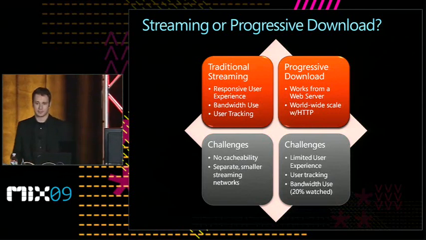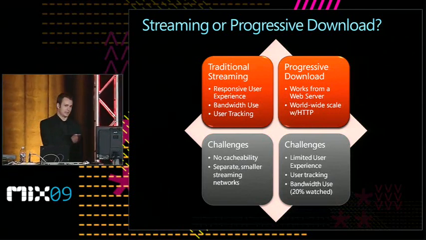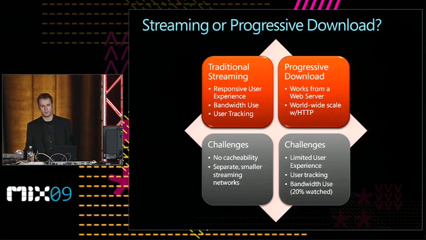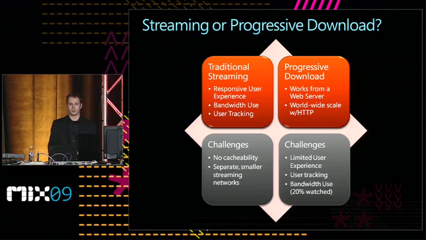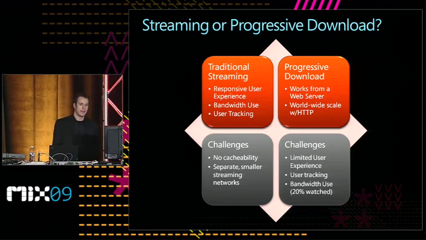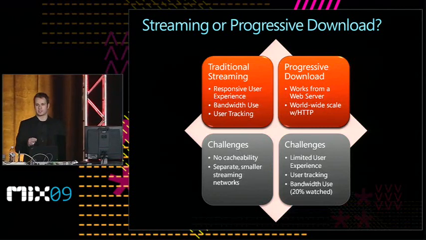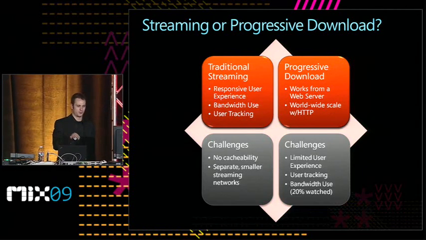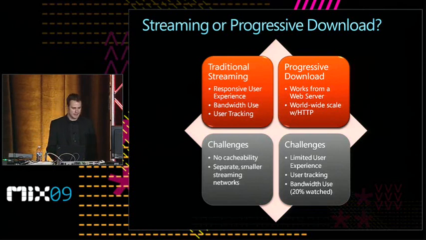Progressive download, on the other hand, doesn't have these problems. Progressive download can take advantage of any web HTTP cache on the web. So it's great for that. But the problem with progressive download is that client usage is very difficult to track, and then we also run into this bandwidth wasting issue, unless, of course, you're using bit rate throttling in IIS 7. Otherwise, you run into this bandwidth wasting issue.